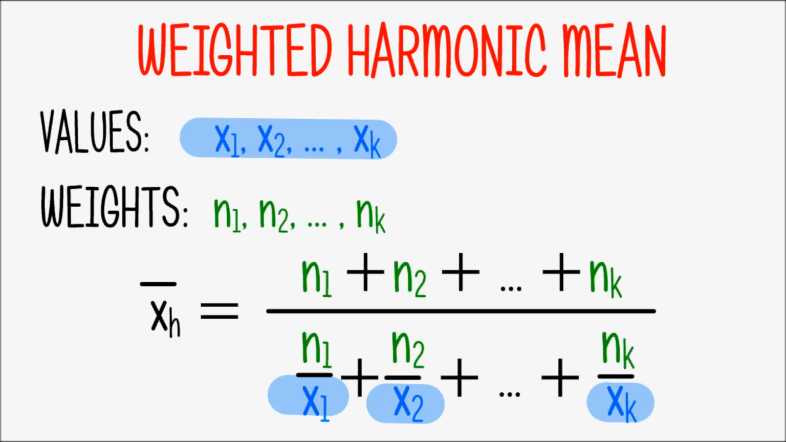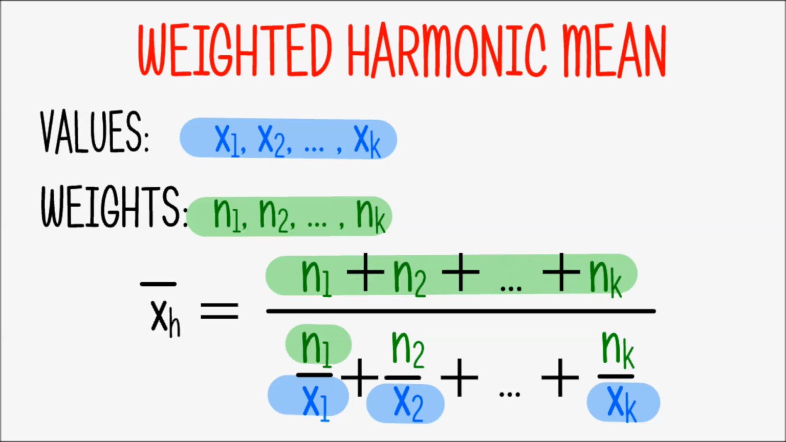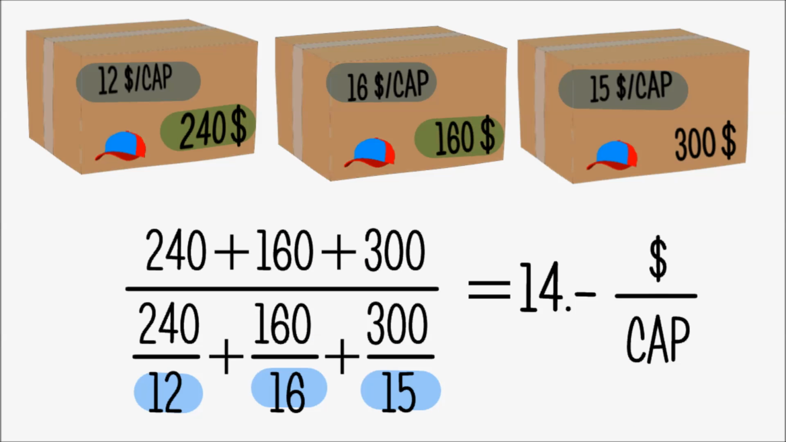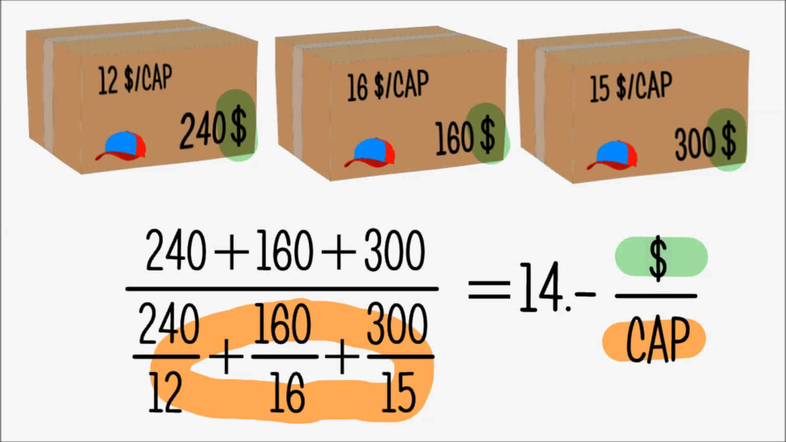The values are still the prices, but this time the weights are the total costs of each delivery. The reason why things got complicated is that the weights this time refer to the numerator of the desired mean. What we're looking for is dollar per cap, which is also the unit of our individual values. But the weights that we have are not the numbers of caps, which is what we need in the denominator, but dollars. Therefore, we need to work out the number of caps first, which we could do by dividing the weights by the prices.